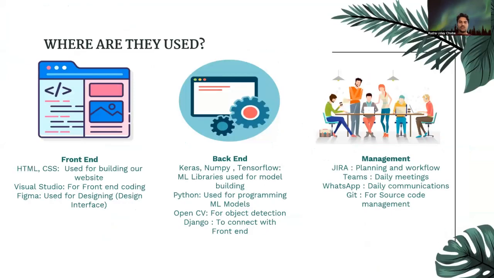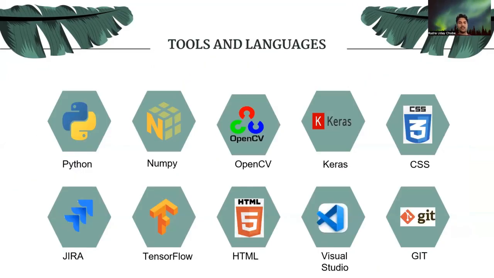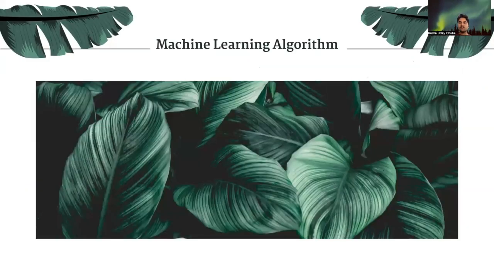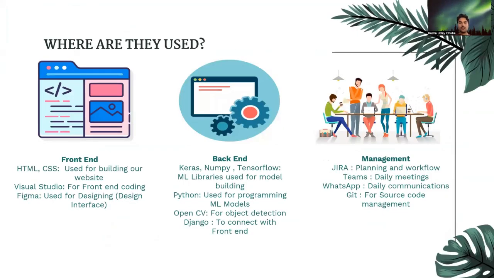The tools, technologies, and languages that we have used are Python, NumPy, OpenCV, Keras, CSS, Jira, TensorFlow, HTML, Visual Studio, and Git. Next slide. We have used them like for front end, HTML, CSS, and Figma for design. For backend, we have used Keras, Python, NumPy, TensorFlow, and for database, we have used Django and all the connections. And for management, we are using Jira, WhatsApp, Git, and Microsoft Teams.